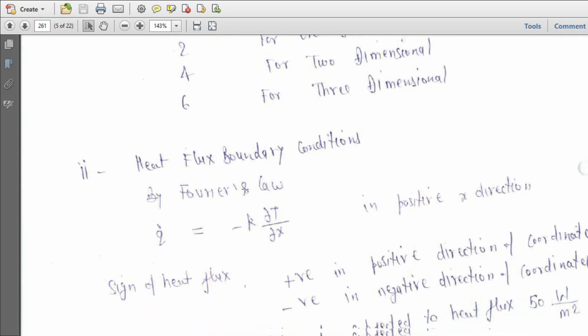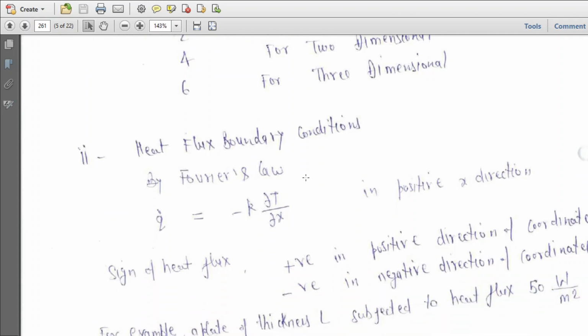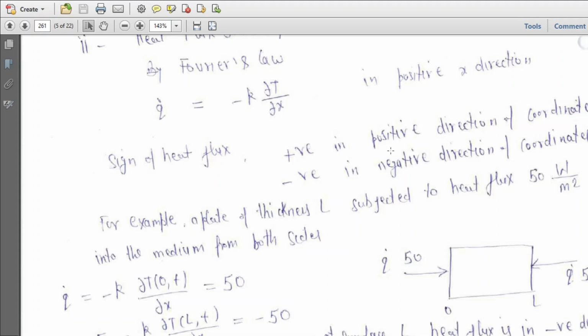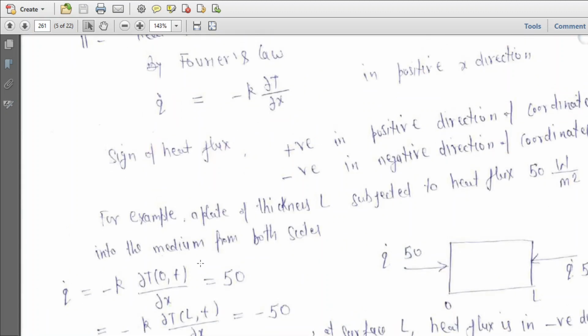Now for heat flux boundary conditions, by Fourier's law of heat conduction, the conduction heat flux is minus k dT/dx in the positive x direction. The sign of heat flux is positive in the positive direction of the coordinate, negative in the negative direction. For example, a plate of thickness L is subjected to heat flux of 50 watt per meter square in a medium from both sides. So 50 from this side, 50 from this side.